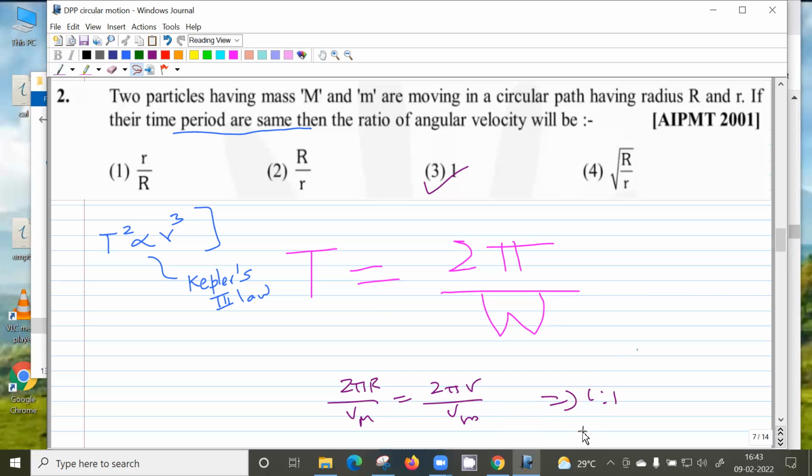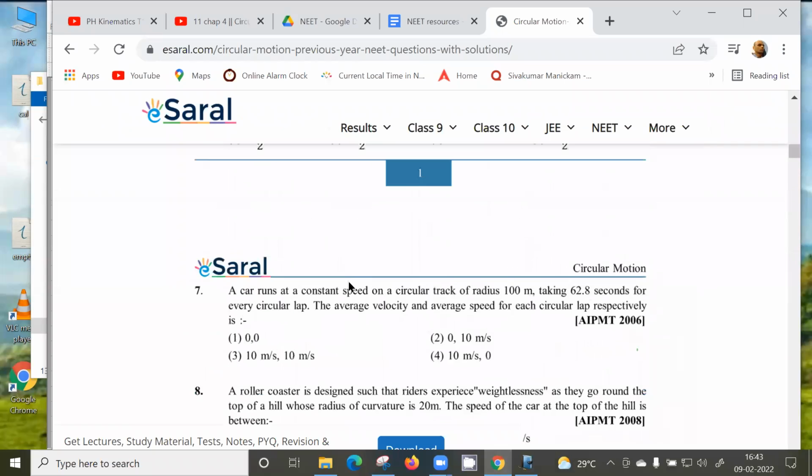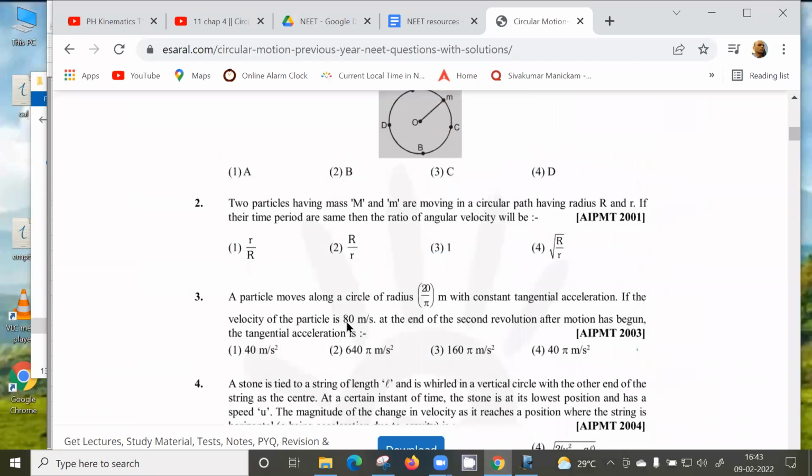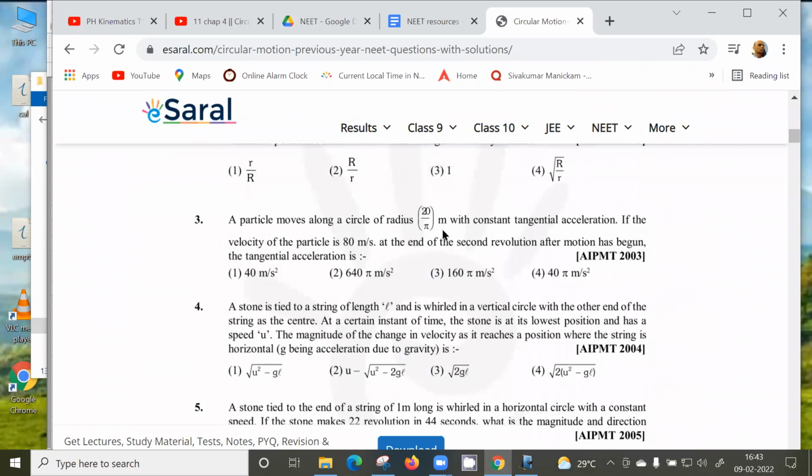Is it clear? Yes, sir. So this is not under gravity. The first one is for things moving under gravitational force, so that is not true here. Okay.